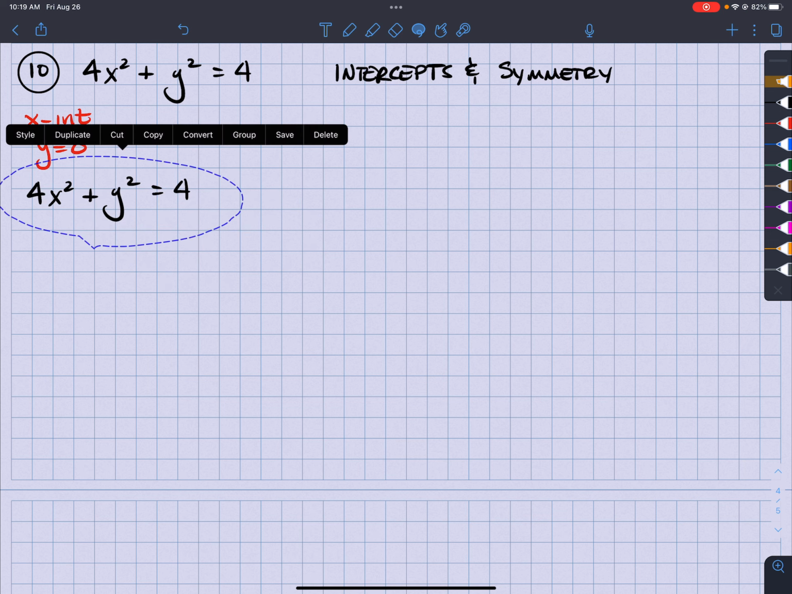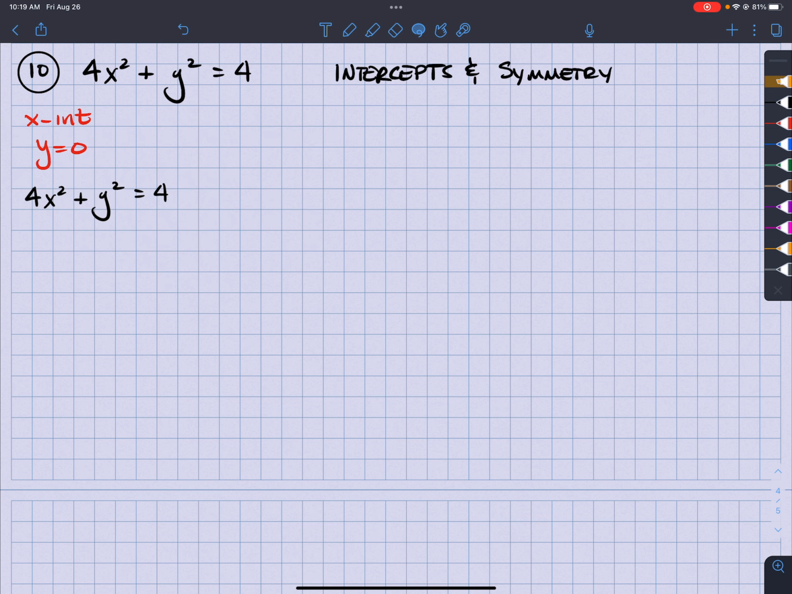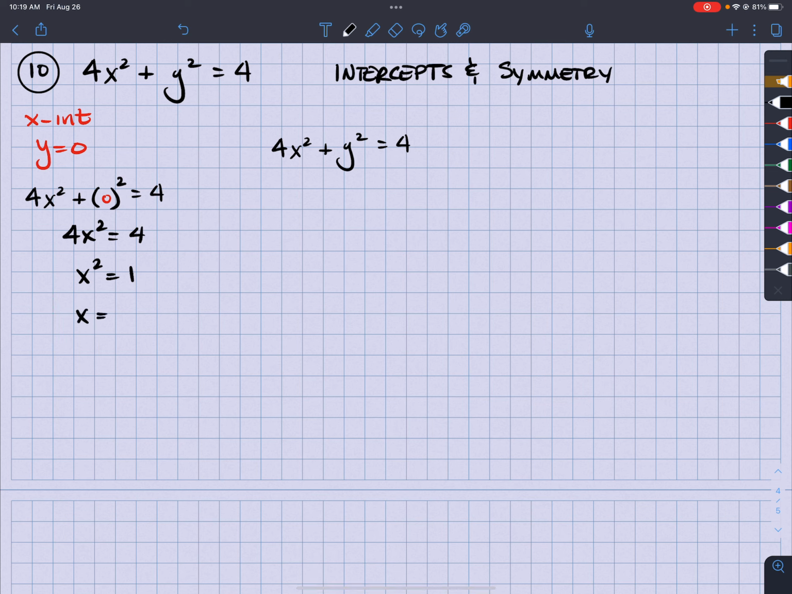and replace the y with 0. So what do I have here? That means I'm going to have 4x squared is equal to 4. x squared is equal to 1, because I divide the 4 from both sides. And with the square root property, I have x is equal to plus or minus 1, because if I take the square root of 1, it's 1.